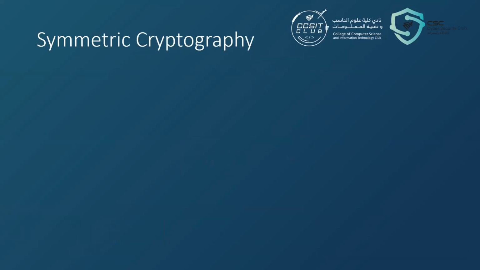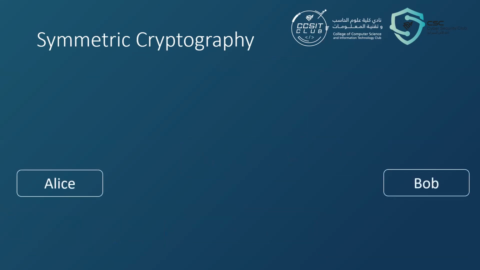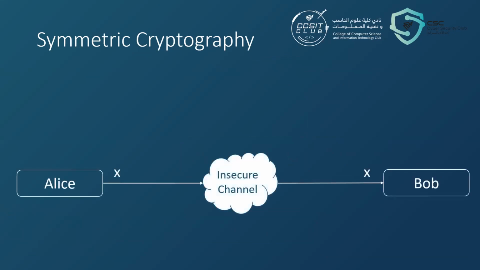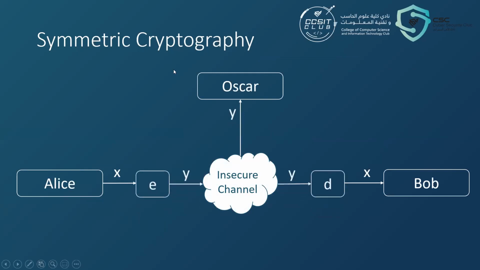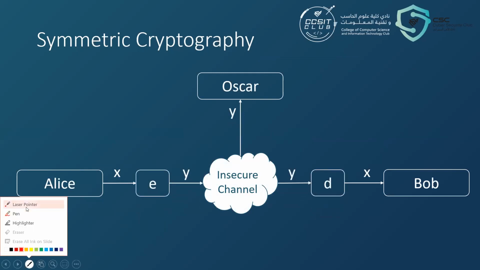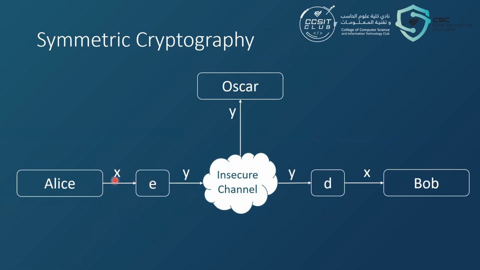Okay, so starting with the setup of symmetric cryptography, we have Alice trying to communicate with Bob over an insecure channel. And the problem starts when there's a third person, usually referred to as Oscar, trying to hear whatever Alice is saying to Bob. And how do we solve this? Well, we add an encryption function on Alice's side, and then a decryption function on Bob's side.